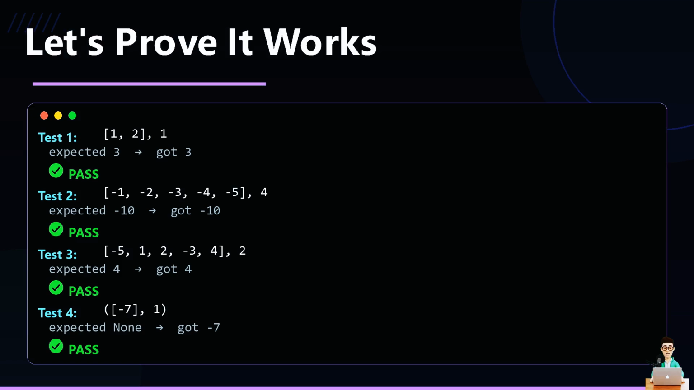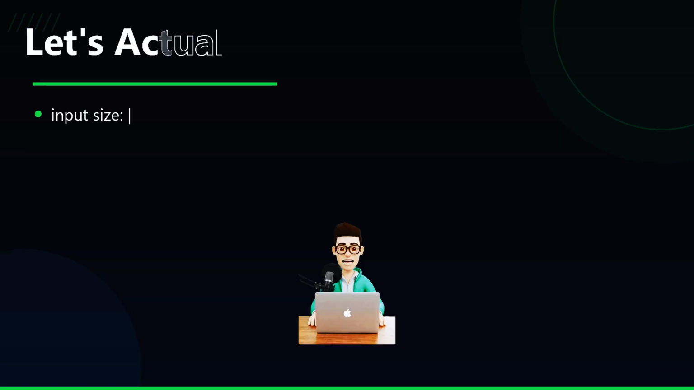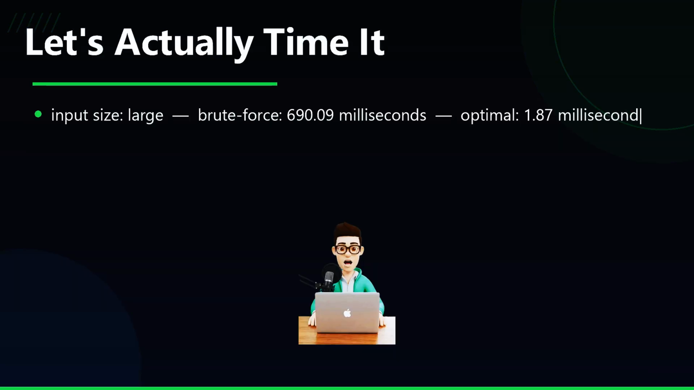Talk is cheap, let's actually run this. I fed it all 3 of the problem's real examples, no cherry picking, plus 3 extra edge cases I picked myself. Let's actually time both. Brute force took 690.09 milliseconds. The optimal version took 1.87 milliseconds. That's a real 369.5x from actually running both just now, not a complexity estimate.